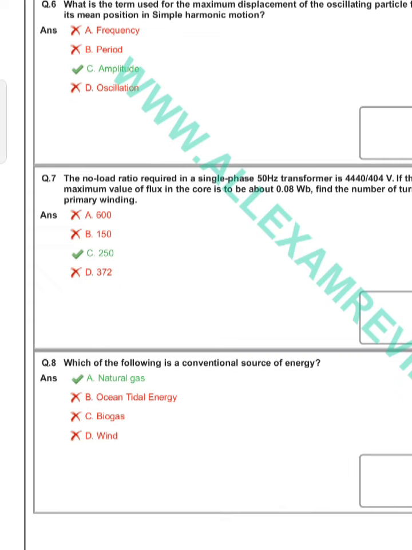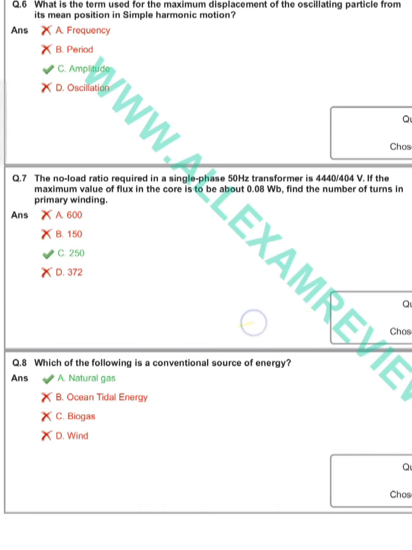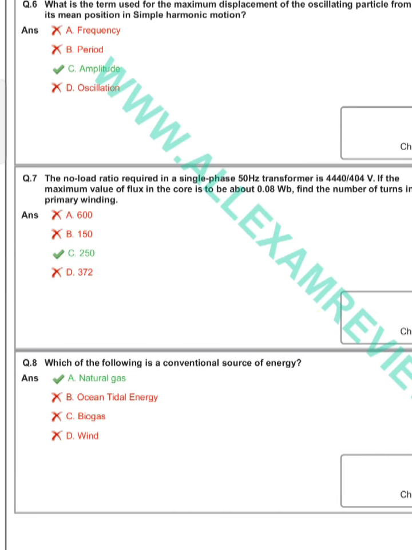Another one, question number 7, is numerical. It's easy to solve. I think it's a repeat from the first shift. Option C is right. For turns transformer, its formula will be E2 equal to 4.44 into F into phi into N2. That is the formula to solve that question.